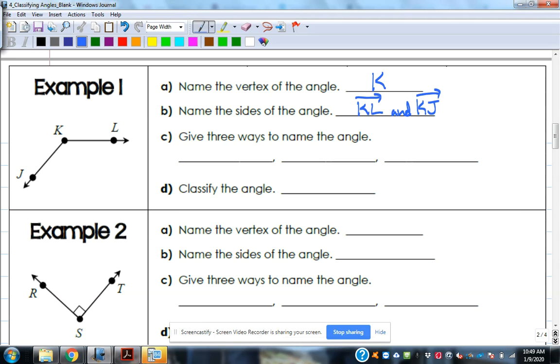All right. So part C says give 3 ways to name that angle. Okay, so angle JKL, that's one way. Angle, and got to be careful. I'm bad about not making my little angle symbol squished enough, and my L's tend to look like angle symbols, so I'm going to try to be very careful there. So angle LKJ, one other way. Angle K. Why can we name this one angle K? It's the only one in the picture that has that vertex. That's the reason we can name it that.